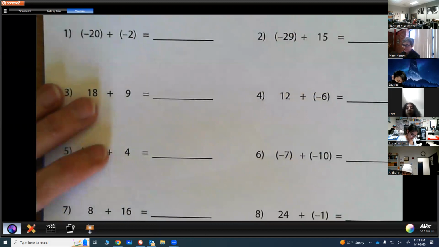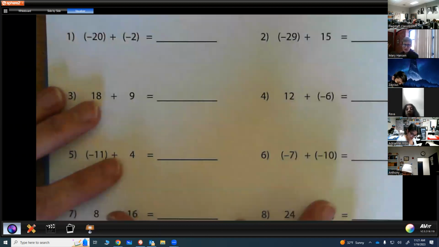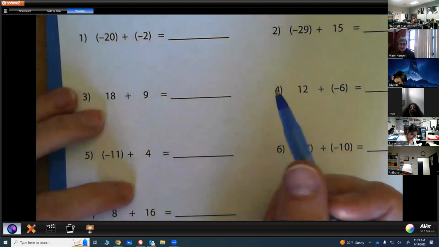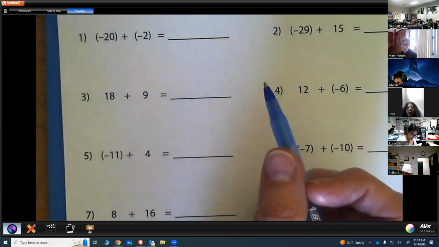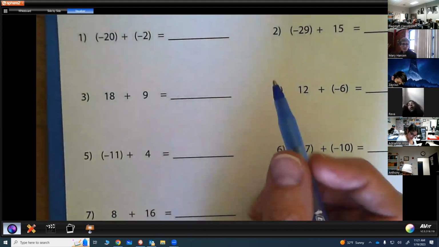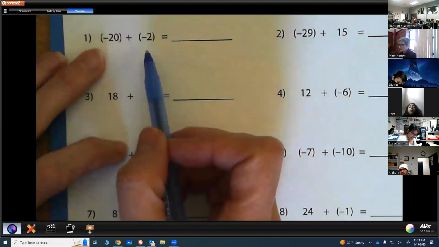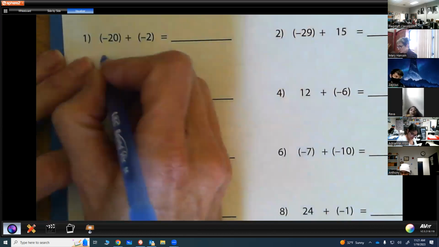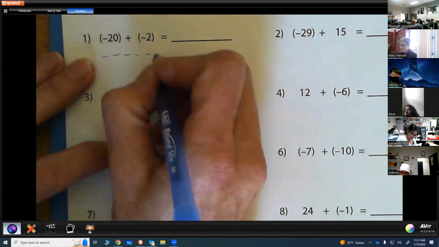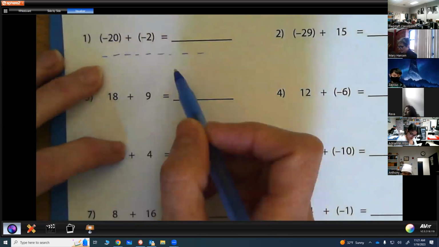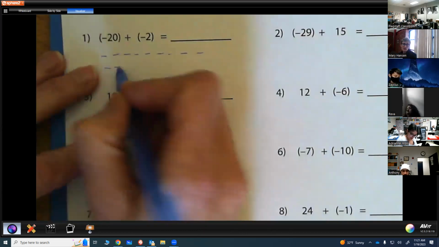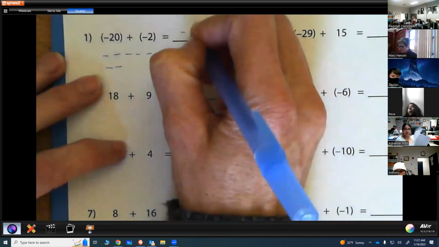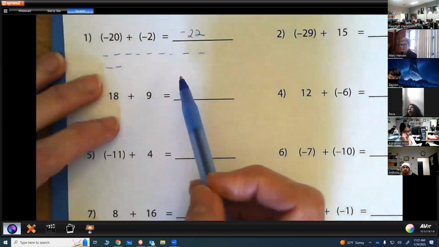Okay, so as we take a look at these, remember you want to try and have something to remind yourself of how you're going to do these. You've got the number line, you've got the charge method, you've got the rule. Okay, as I look at number one, I have 20 negatives plus 2 negatives. If you're using the charge method, as you start to write these down, you might go like, that's a whole lot of negatives. And then I'm going to add 2 more negatives to it. In other words, you're going to have 22 of them because nothing's going to cancel out.